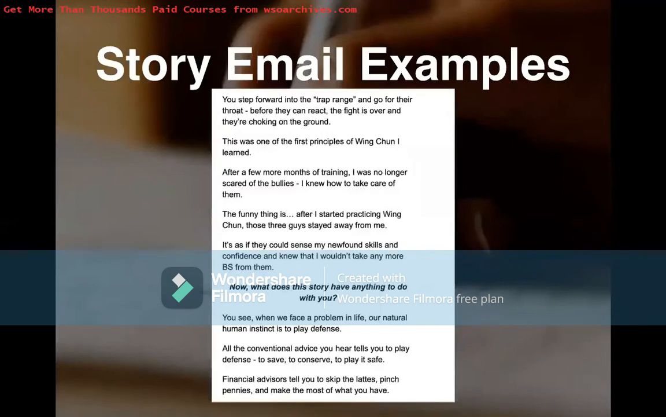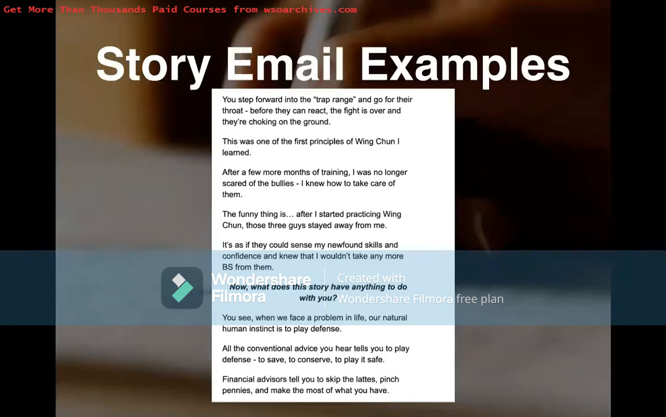This was one of the first principles of Wing Chun I learned. After a few more months of training, I was no longer scared of the bullies. I knew how to take care of them. The funny thing is, after I started practicing Wing Chun, those 2 guys stayed away from me. It's as if they could sense my newfound skills and confidence and knew that I wouldn't take any more BS from them. Now, what does this story have anything to do with you?